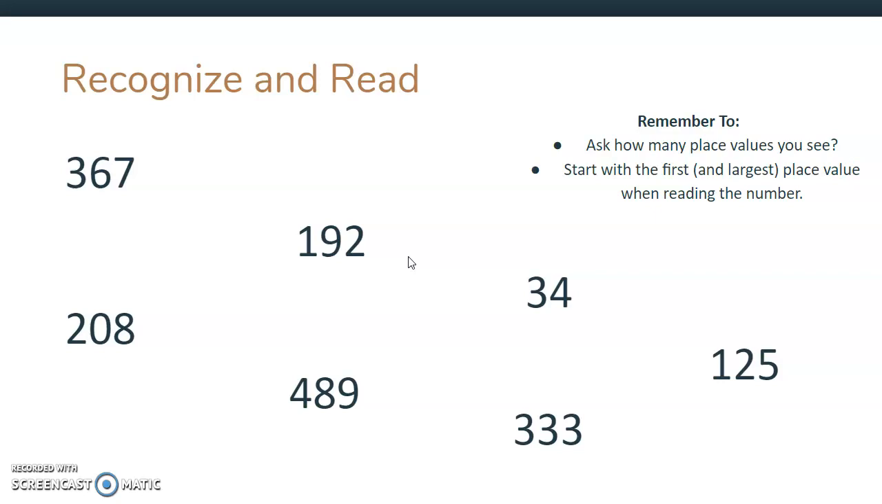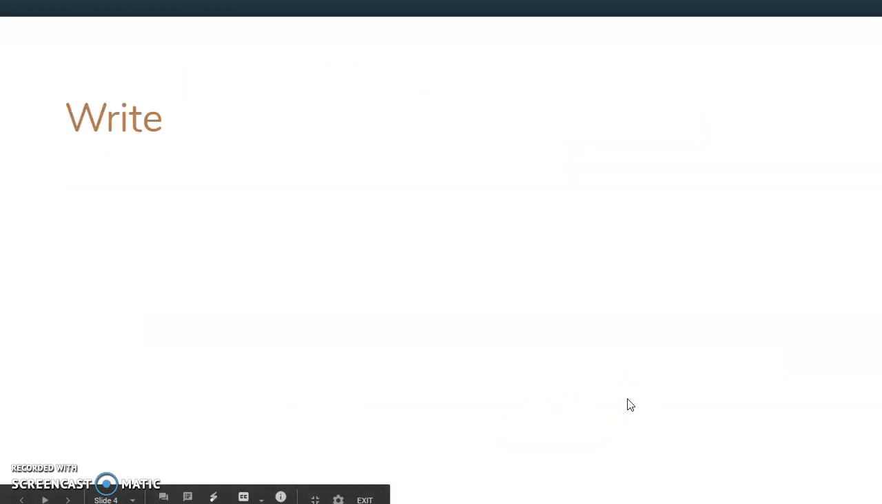Read this number to yourself. Okay, let's check your answer. This number is 333. All right, boys and girls, we're going to move on. We're going to write these numbers. So for this, you need a paper and a pen in front of you. Go ahead and take a second to grab a paper and a pen or pencil.